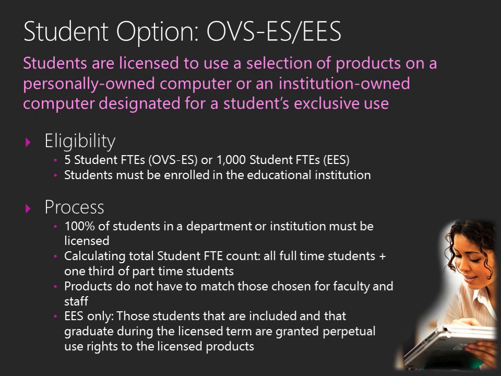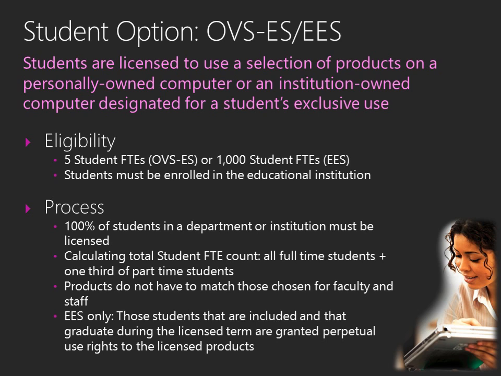So how does it work? Well, the institution will designate a department that they're going to cover with the student option, and if they're covering just a department, you must license all of the students in that department, or if you're going for the whole institution, all of the students. You do have to calculate your total student FTE count, and this is the number of full-time students plus a third of the part-time students.